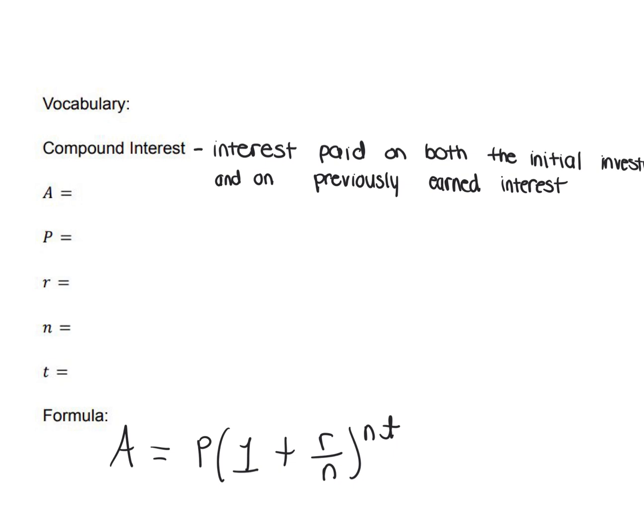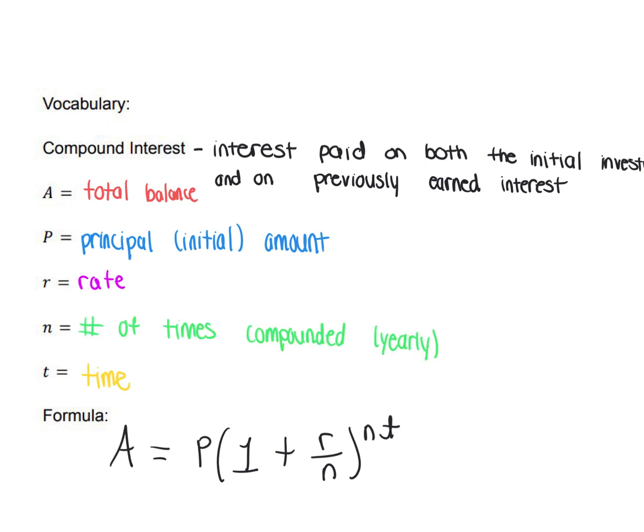A is the total balance. P stands for the principal, or initial amount. R stands for rate. N stands for the number of times compounded per year. And T stands for time, total number of years. You put this all together and you're able to calculate compound interest of something.